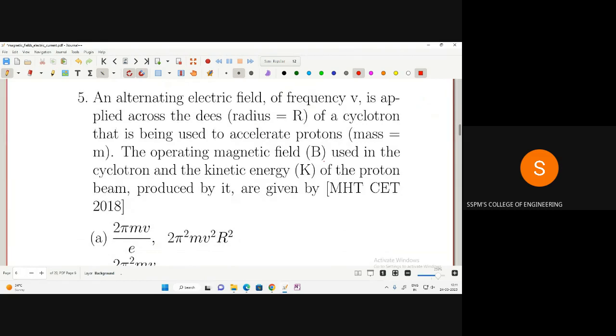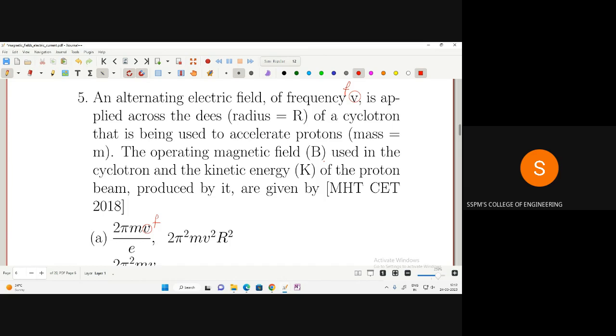Let us move to the next example. Here the alternating electric field of frequency f is applied. So instead of v, you consider f here, frequency f, because we have denoted the velocity by v. So don't be confused between this frequency and the velocity. To avoid the confusion, you denote frequency by f. Get it? So this v is nothing but the frequency.